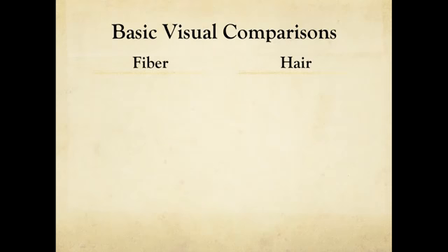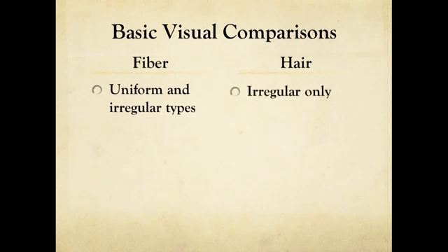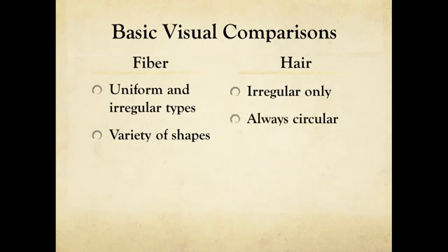Let's begin by discussing some basic visual differences between hairs and fibers. Fibers can be uniform or irregular in shape, depending on the type of fiber. Synthetic fibers are very uniform in shape, while natural fibers are irregular. By contrast, hairs are always going to be irregular in shape, since they are natural and have unique cell structures. Fibers can take a variety of shapes, and we'll talk about some of the most common ones. Hairs, however, only take one shape, circular.